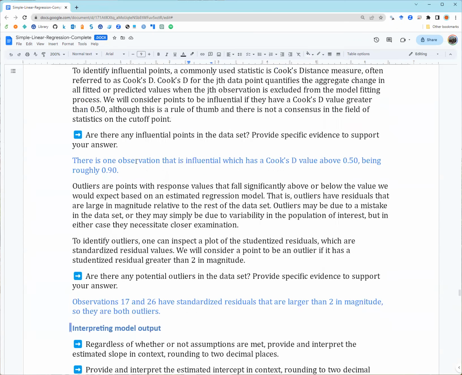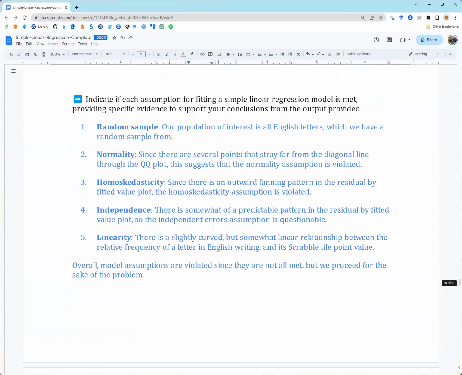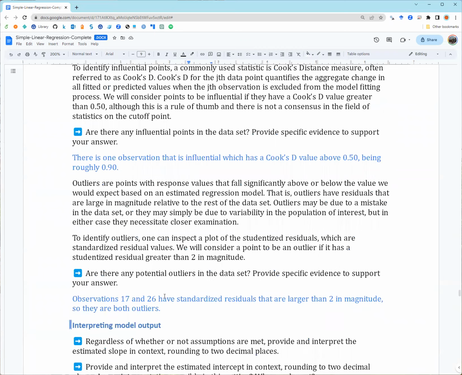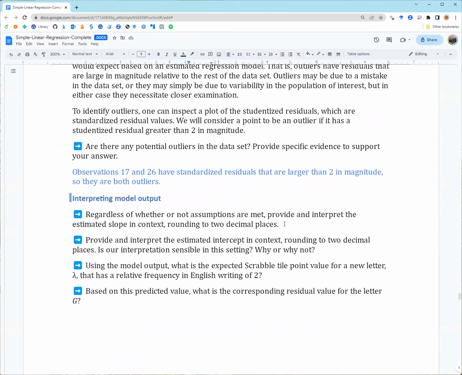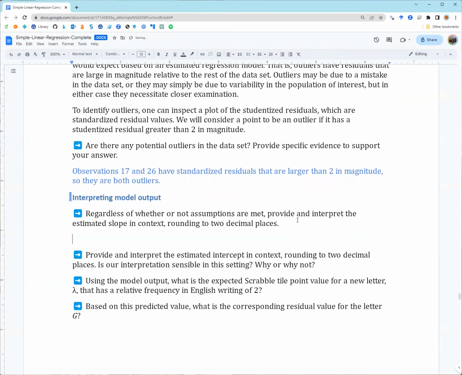So we had some problematic points. Our assumptions were violated. We had some influential points. We had one influential point. We had some outliers. A lot of problems going on in this data set. But it's better to be aware than blissful ignorance, I suppose. Okay. So even though assumptions are not met, we're proceeding for the sake of the problem.